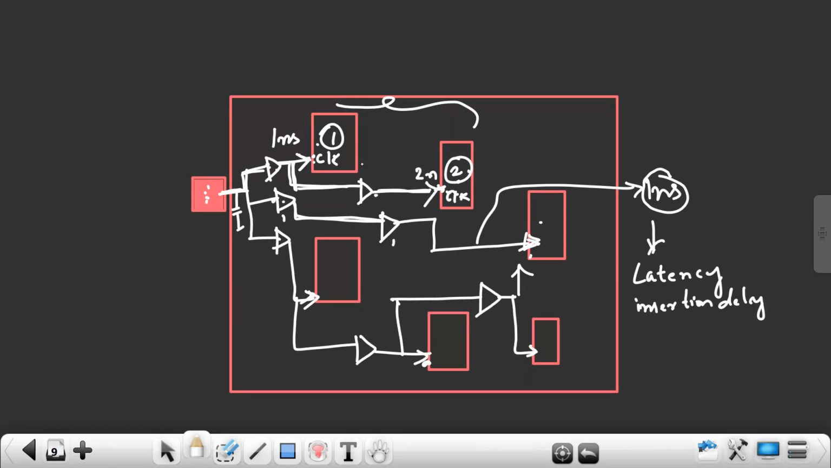If I find skew between these two flip-flops, it is a difference in time, right? For this flip-flop, the clock is reaching at what nanosecond? 2 nanosecond. For this flip-flop, it is reaching at 1 nanosecond. So 2 nanosecond minus 1 nanosecond. What is the time you get? 1 nanosecond. This is called a skew. So it is the difference in time of the clock edge reaching two flip-flops. But these two flip-flops should be communicating. That is one more criterion that we will understand later.